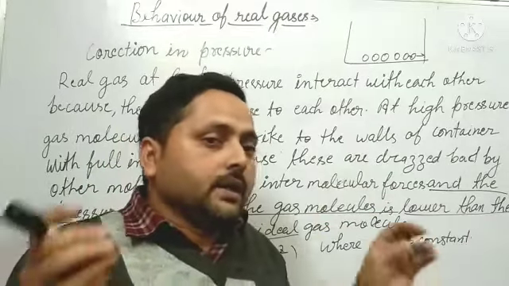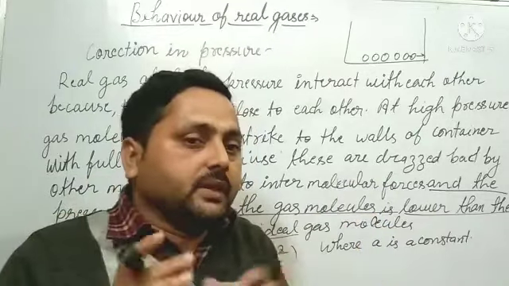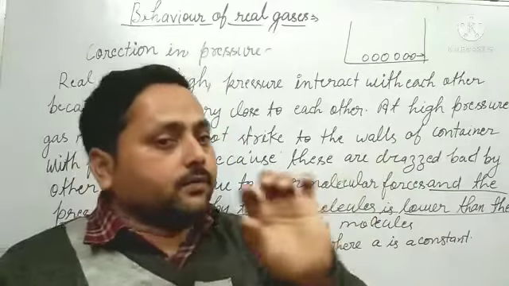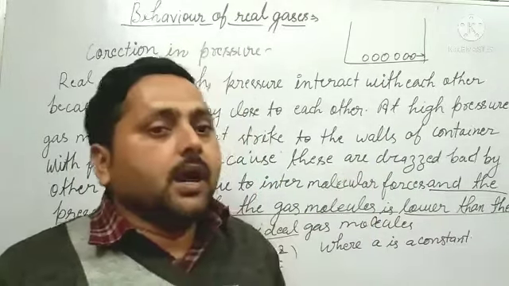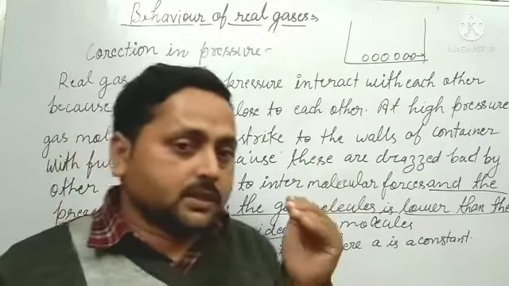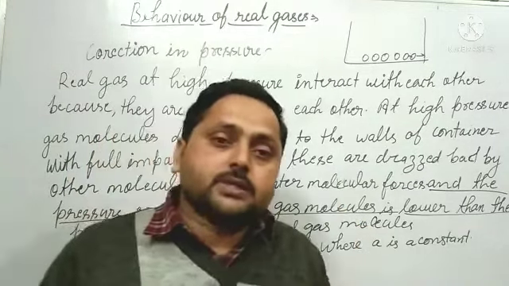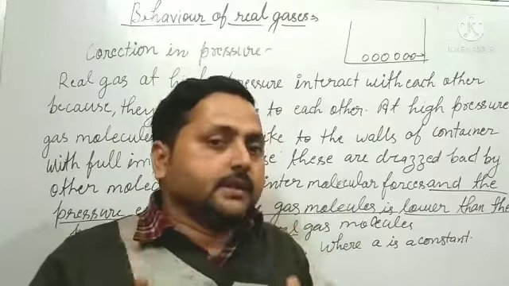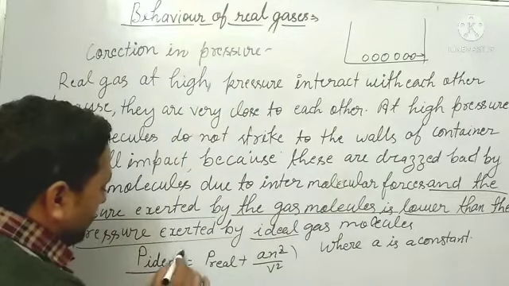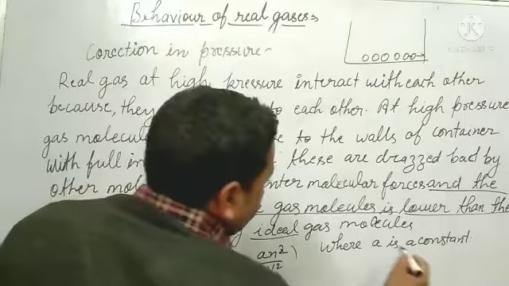At higher pressure they are very close, and being very close means intermolecular force acts between them. In this case, molecules do not strike the walls of the container at full impact, and the pressure exerted by real gaseous molecules is lesser than the pressure exerted by ideal gas molecules. So P ideal is equal to P real plus a n square upon V square, where a is a constant.